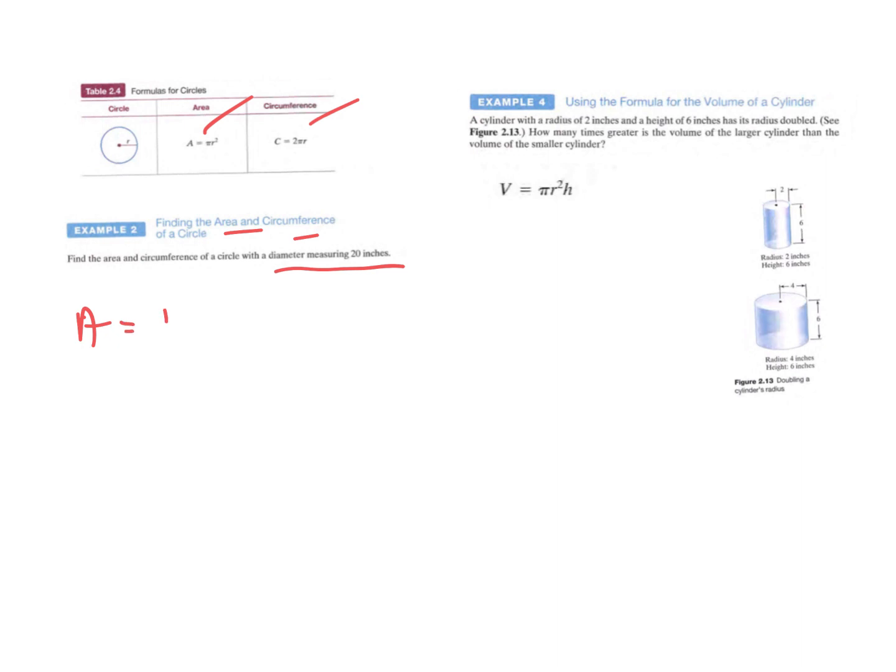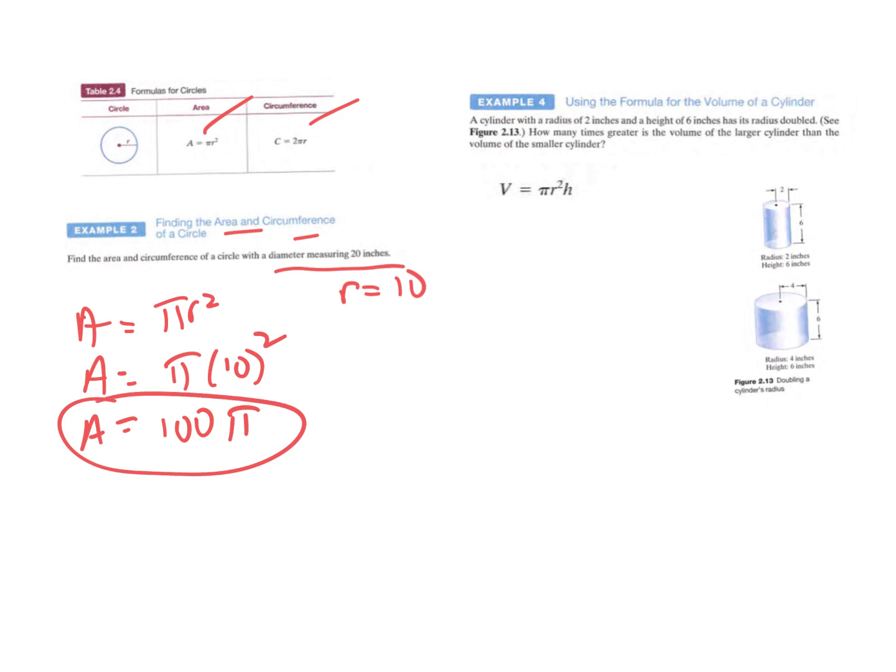Area is pi r squared. So we need to find the radius of this circle. Diameter is all the way across the circle, so radius would be half of that. That'd be 10. So I can substitute the 10 in for the r, and 10 squared is 100. We'll leave pi as pi, and so our answer would be 100 pi for area.